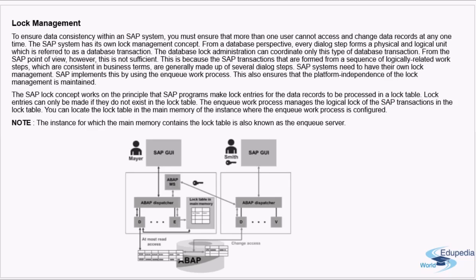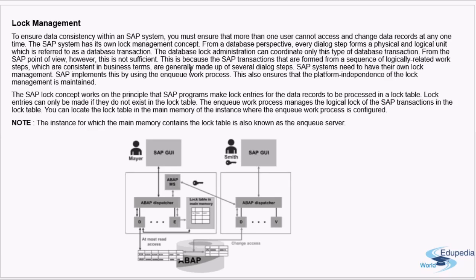From a database perspective, every dialog step forms a physical and a logical unit which is referred to as a database transaction. The database lock administrator can coordinate only this type of database transaction. Okay, so an ABAP transaction is a superset of n number of database transactions. So the database administrator will know the work of the database in terms of database transactions only. Okay, so the database will take care of locking from the database transaction's point of view only.